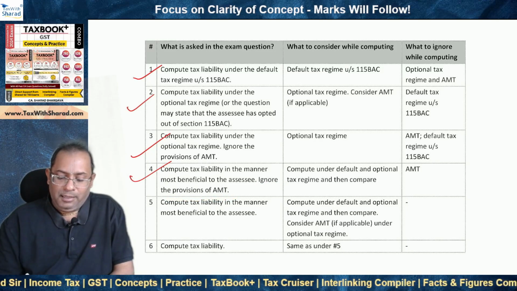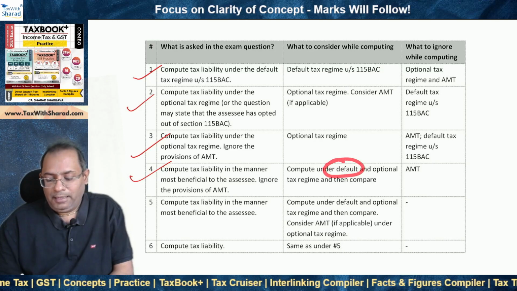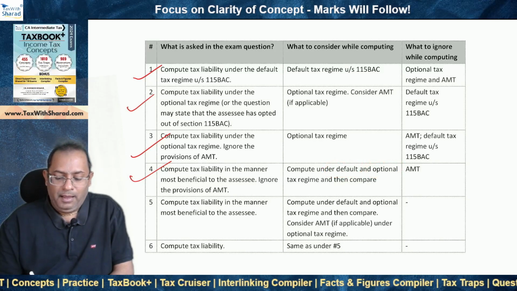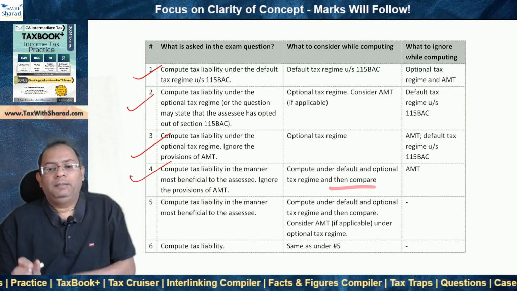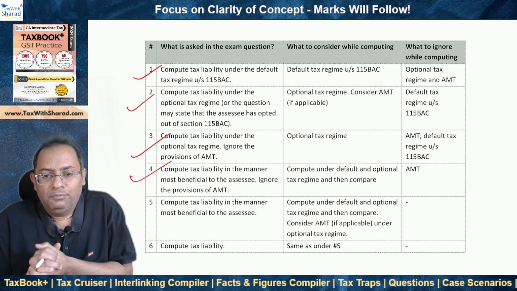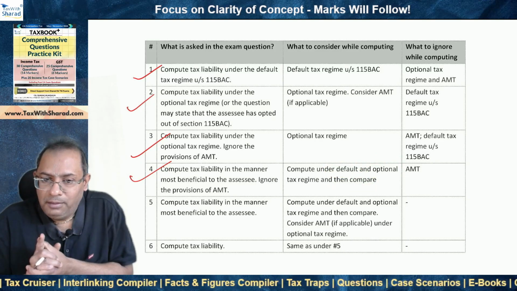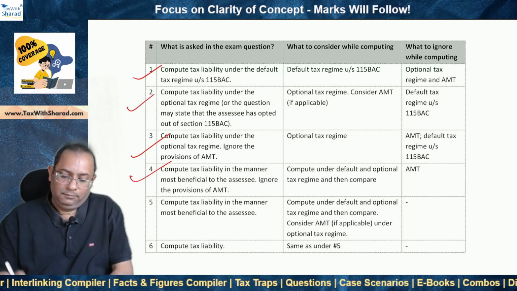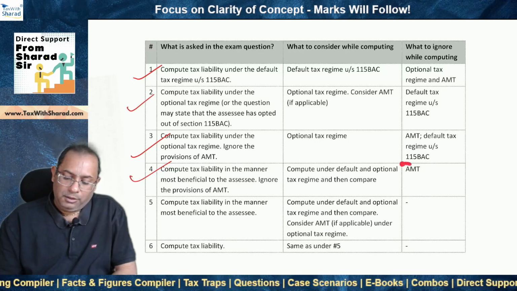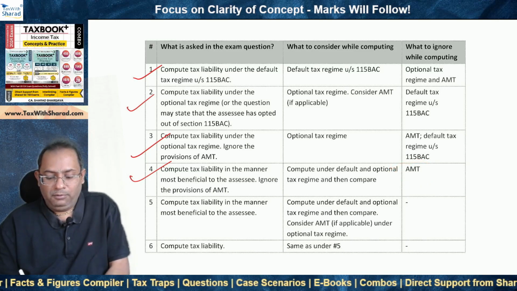And then you compute tax liability under the default tax regime and tax liability under the optional tax regime. Then you should compare the results and determine which is more beneficial to the SSE, and that will be your answer. So what this means is you need to ignore AMT provisions.